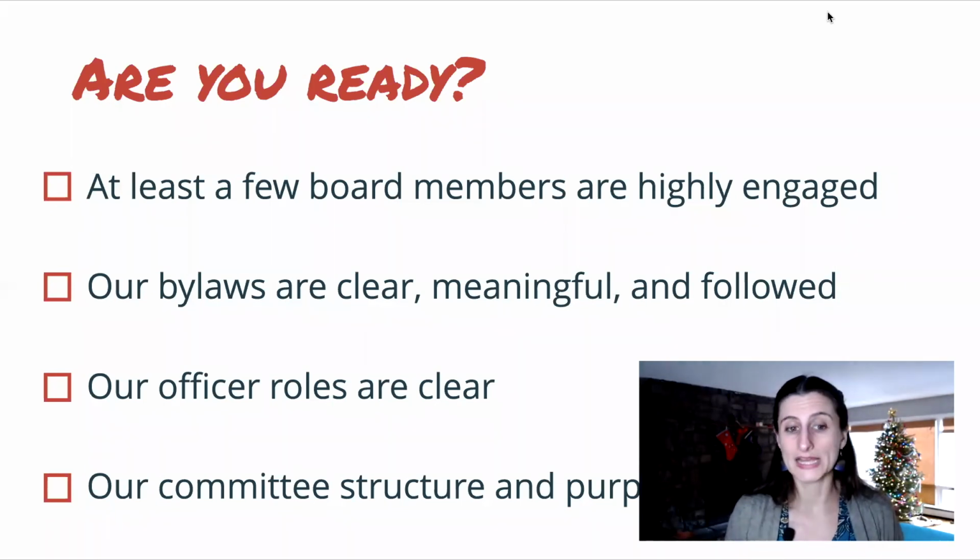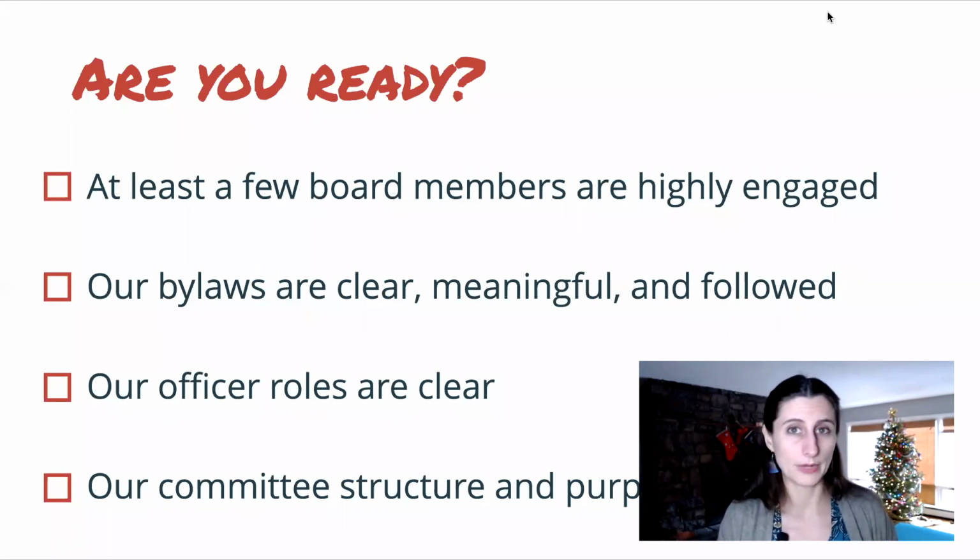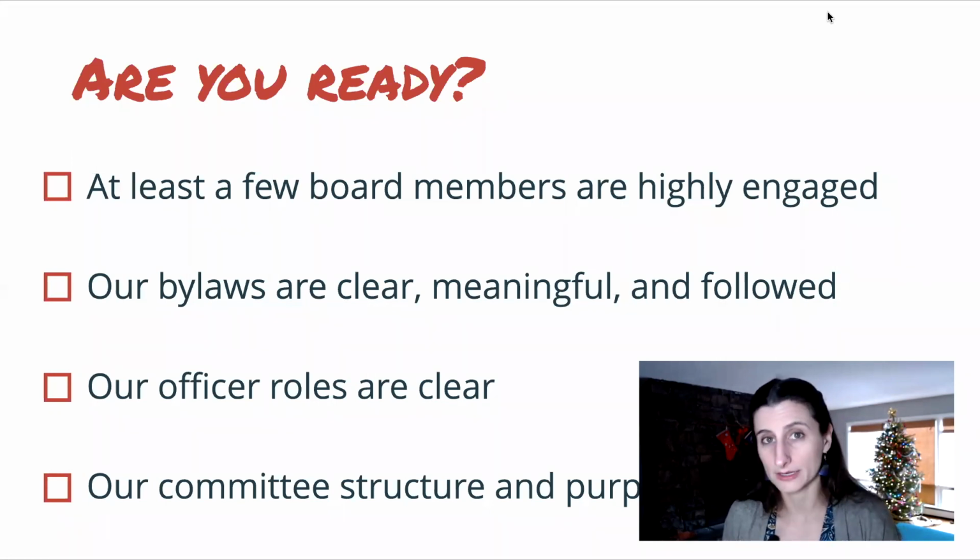Your bylaws need to be clear, meaningful, and followed. If your bylaws are all messed up, fix that first. Your officer roles need to be clear, just like your bylaws. Now, your officer roles don't need to be followed. It could be that you don't have the right kind of leadership on your board, but if the role is not clear, you're going to have trouble finding somebody to fill that role.